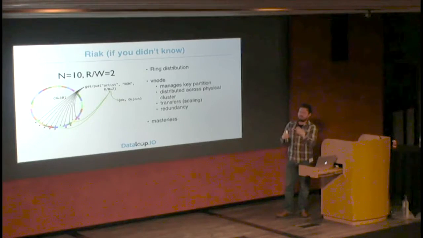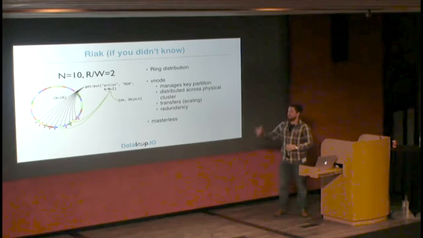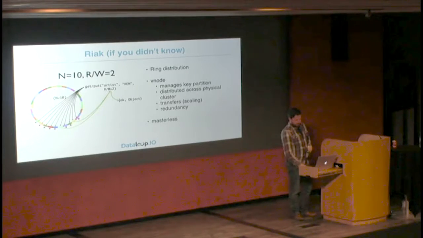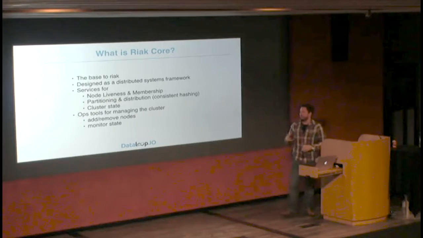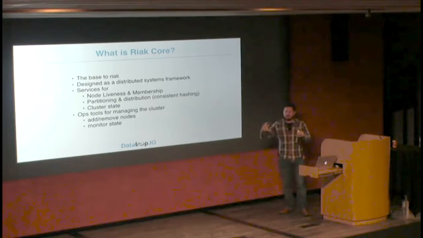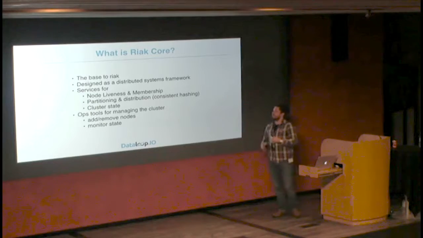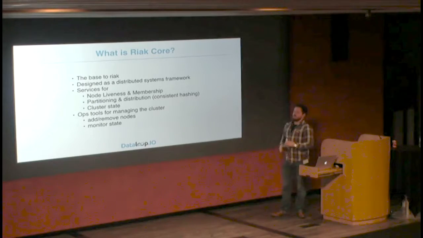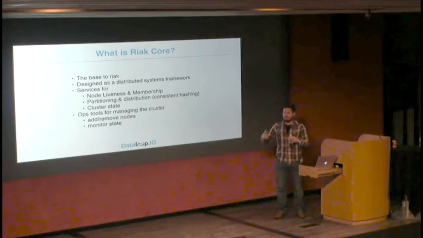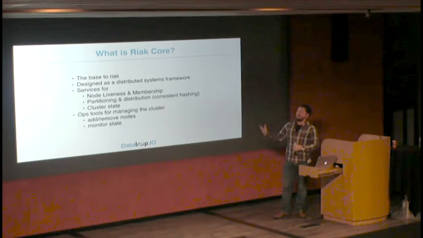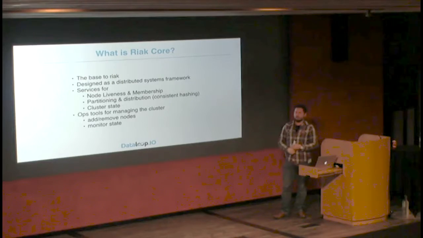They might not necessarily have the most up-to-date version of the data, but it will just work. It'll always be available, unless the whole cluster goes down, obviously. So what's Riak Core? Riak Core is a library that is used as the basis, the core, as the name says, of Riak. It's been abstracted as a distributed systems framework, and it provides you a set of services so you can build your distributed systems based on this.